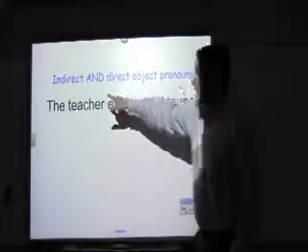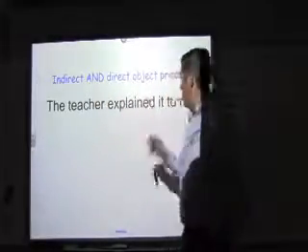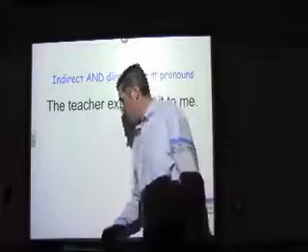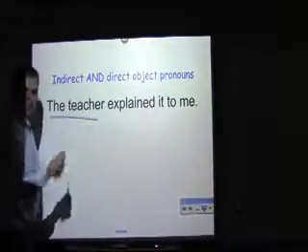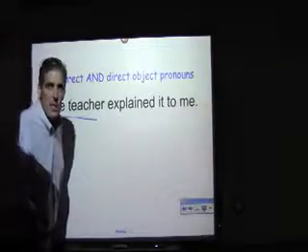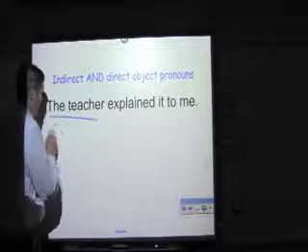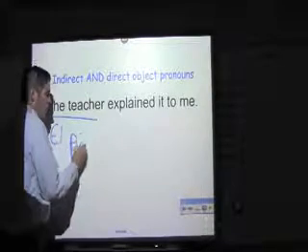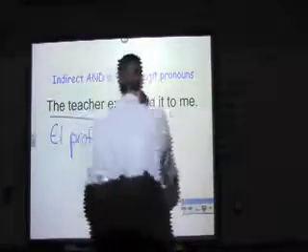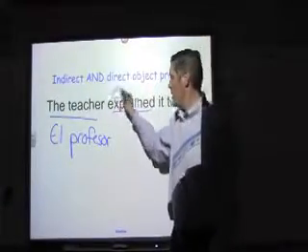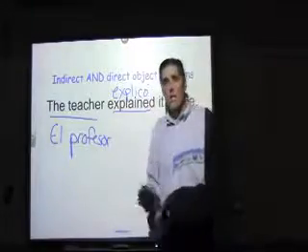Let's now do indirect and direct object pronouns together. So, the teacher explained it to me. Okay. Well, let's take this piece by piece. The teacher, you could do maestro, maestra, profesor. Let's make it easy. Let's just say el profesor. Okay, you'll notice that in English we use two words to identify the indirect object. In the example, those two words were to him. In Spanish, both words are wrapped up into one little indirect object pronoun. Le. Yeah, we could use enseñó, something like that.